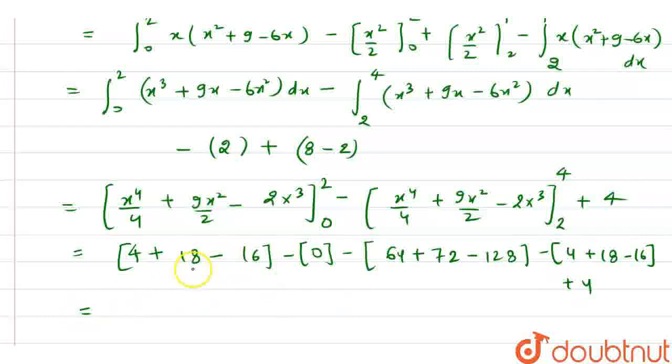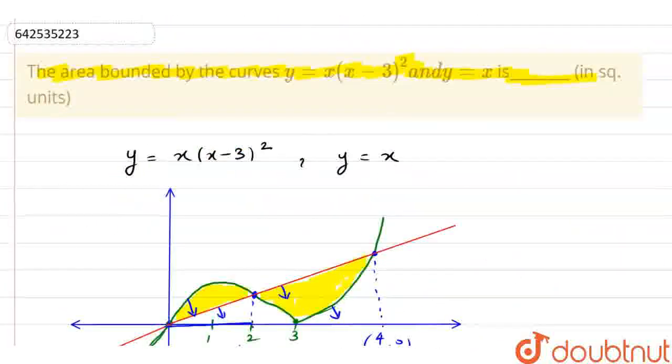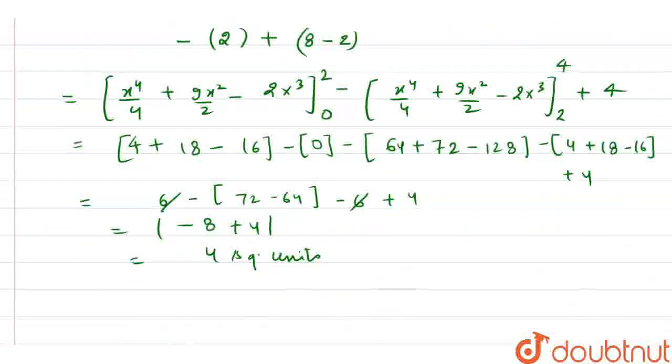Now if I solve this, I get 22 and 16, so we get 6. Then we have minus 64 plus 72, or you can say 72 minus 64, and 22 minus 16, that is minus 6 plus 4. Now 6 will get cancelled out and we have 72 minus 64, that is 8, minus 8 and plus 4. Now the area is in the mod, so my final answer is 4 square units. So here my answer is 4 square units. This is my answer. Thank you.